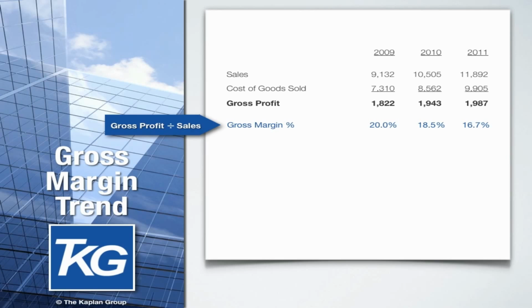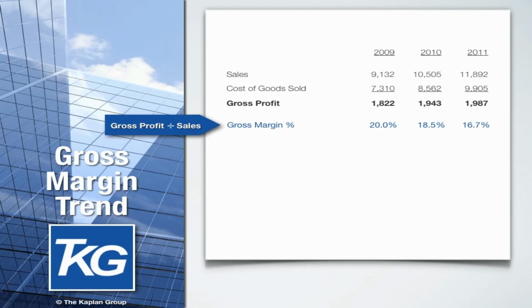We don't know why the gross margin is going down. We don't know if the company is having to lower prices because of competition, or if they can't raise prices as raw materials go up, or is it an indicator of inefficiency? Either way, the declining gross margin percent is of concern.